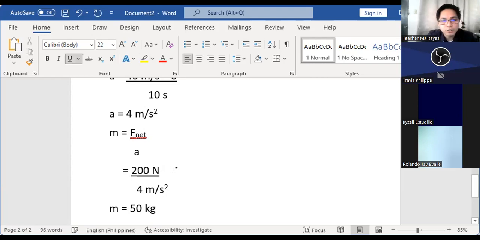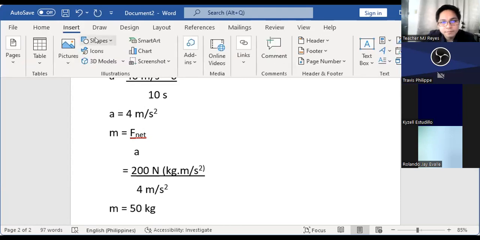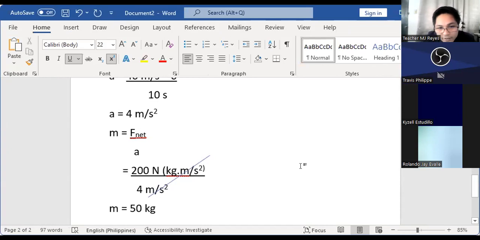Why kilograms? What is 1 Newton equivalent to? It is equivalent to kilogram meter per second squared. Are you still with me? We did discuss this one, correct? So we can actually cancel the meters per second squared. Correct? So your answer is 50 kilograms. That's the mass of the object.